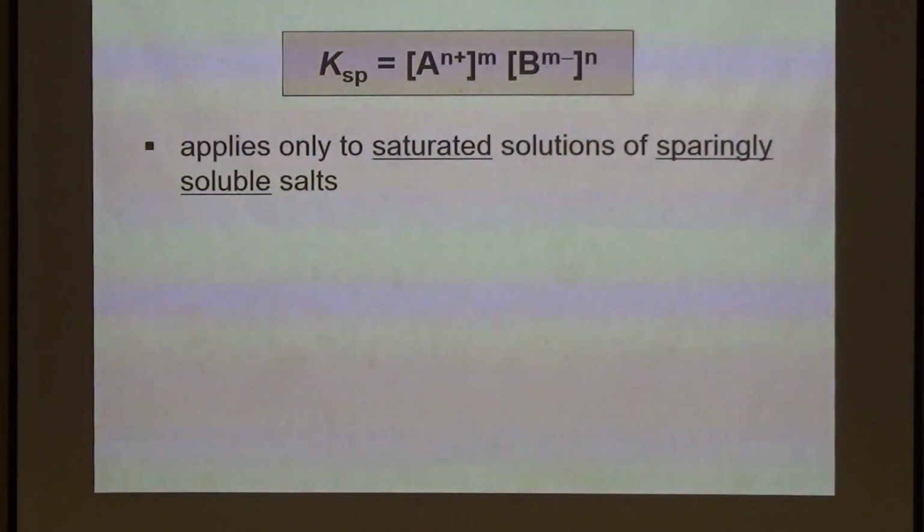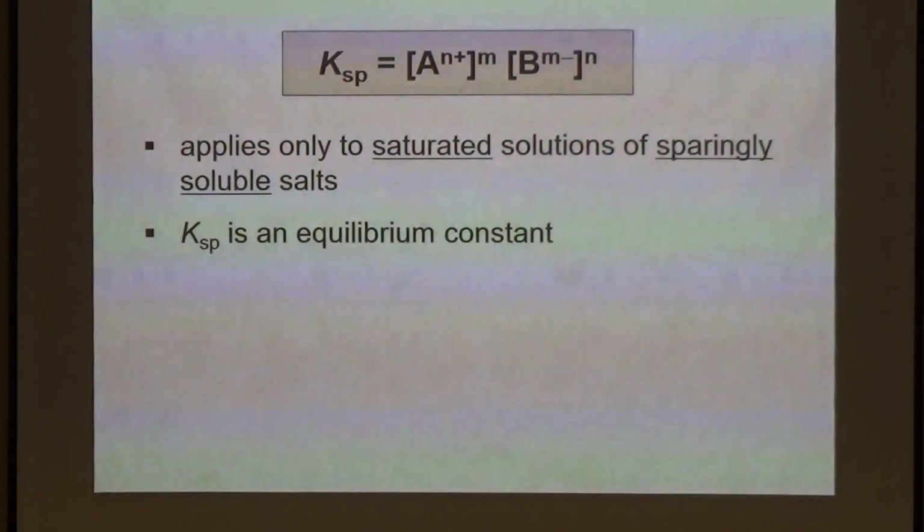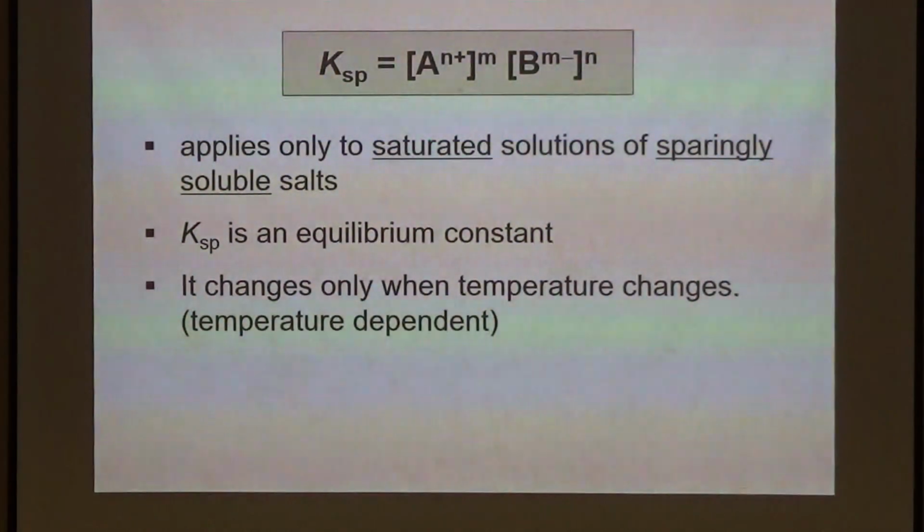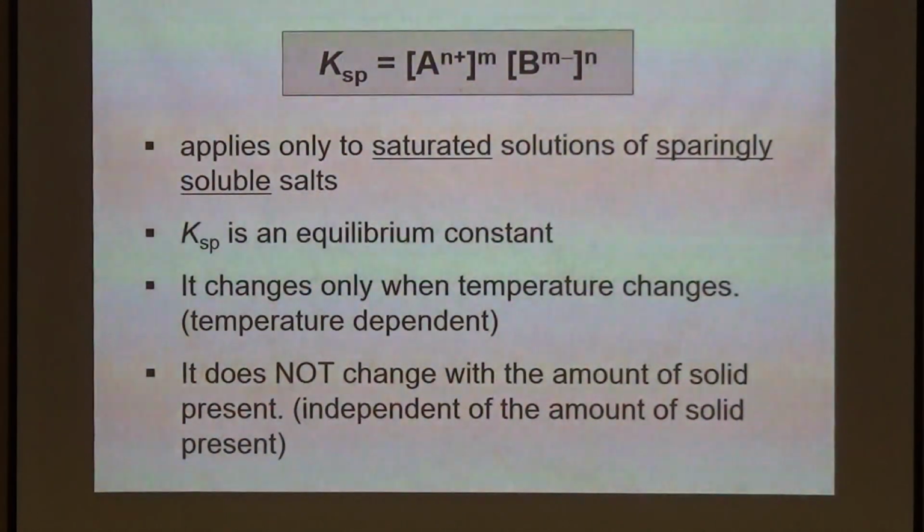Now, so Ksp only applies to saturated solution or sparingly soluble salts. Okay, Ksp is an equilibrium constant, so it changes only when temperature changes. It does not change with the amount of solid present. Okay, so it doesn't matter whether the amount of solid you have is 1 gram or 1 kilogram. Okay, as long as there's some solid present, you can get equilibrium.